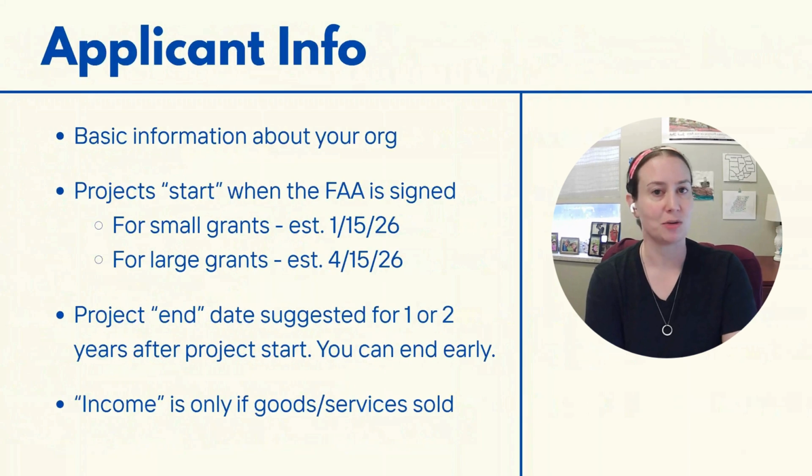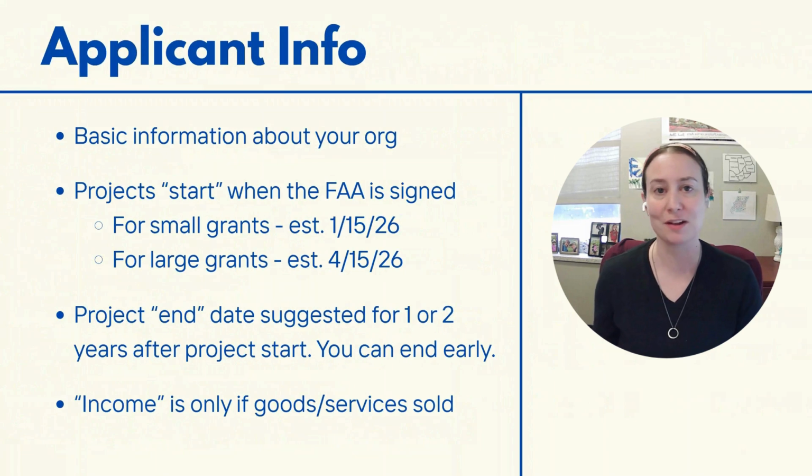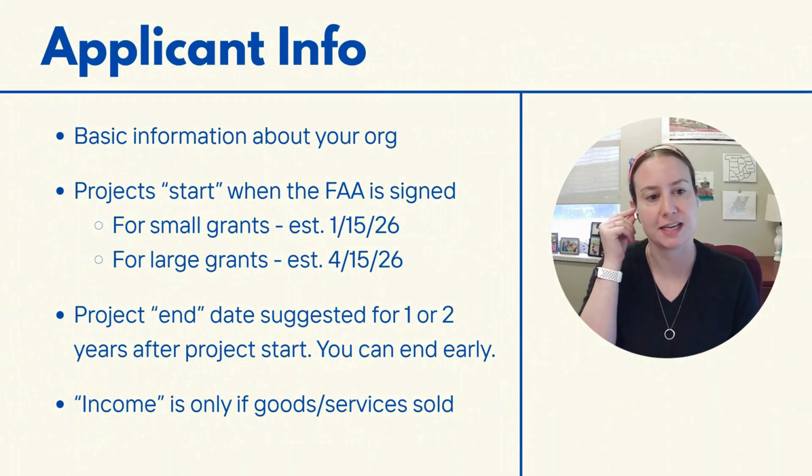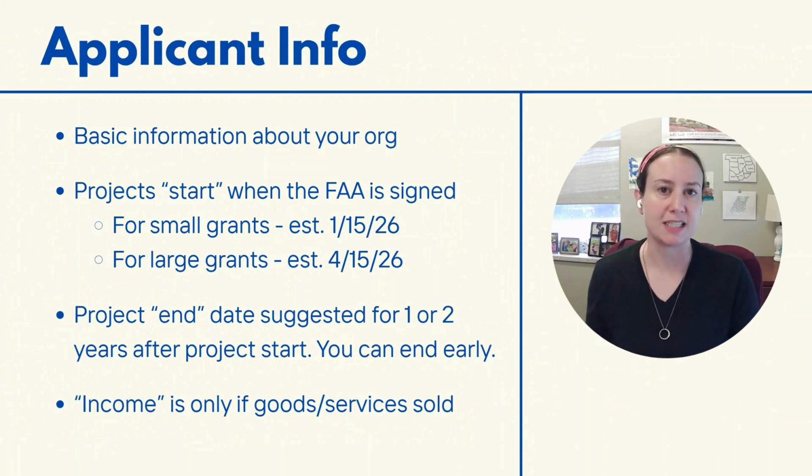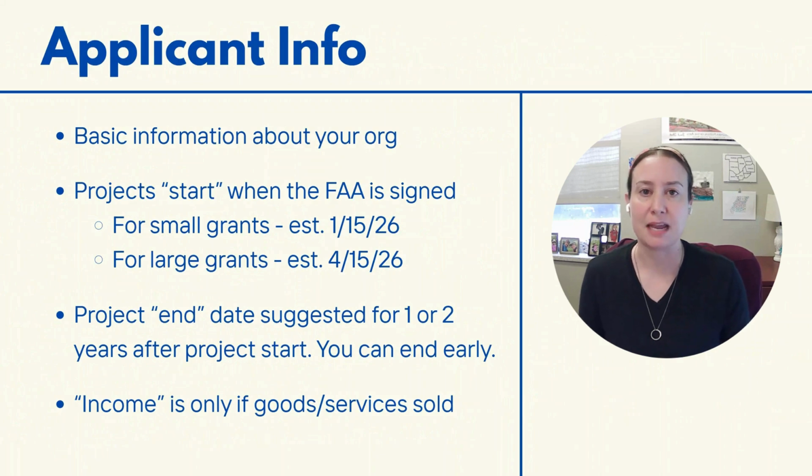On the applicant information page, it's most of the things you would expect. We need to know who you are, how to contact you, who's going to be involved, where the project is happening, all of that kind of basic information about your organization. The first place that we see people have a little bit of confusion is project start and end date. Right now, you don't have to know exactly when you're going to sign that financial assistance agreement for your project to begin because we don't know that information. So it's best to just estimate right now when that project will start.